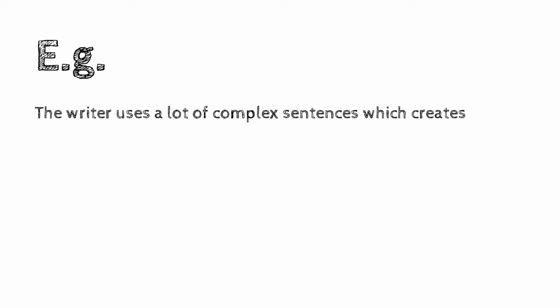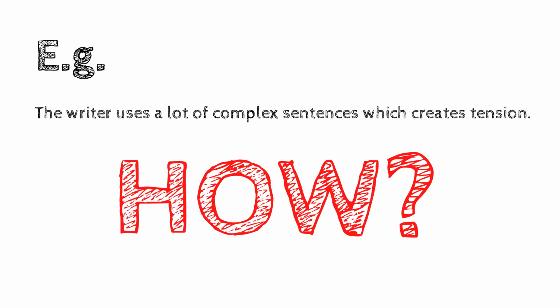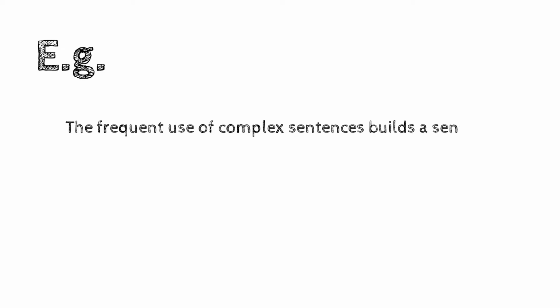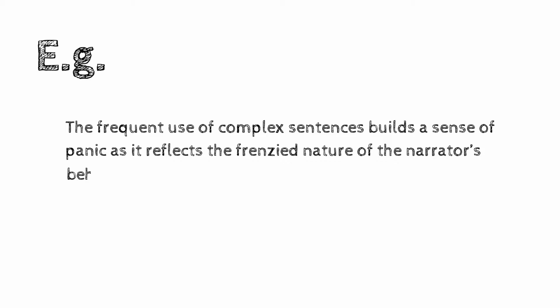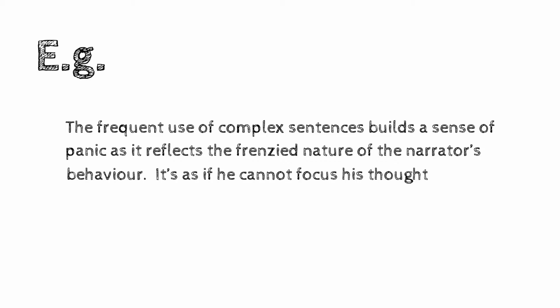The most common way students mess up their structural points is by making sweeping comments that don't really mean anything. For example, the writer uses lots of complex sentences, which creates tension. How? You need to develop an analysis of how the complex sentence adds to the tension. For example, the frequent use of complex sentences builds a sense of panic as it reflects the frenzied nature of the narrator's behaviour. It's as if he cannot focus his thoughts due to his fear.